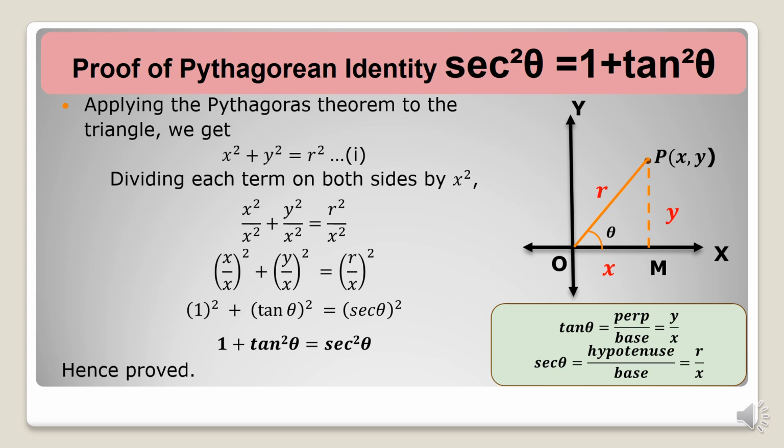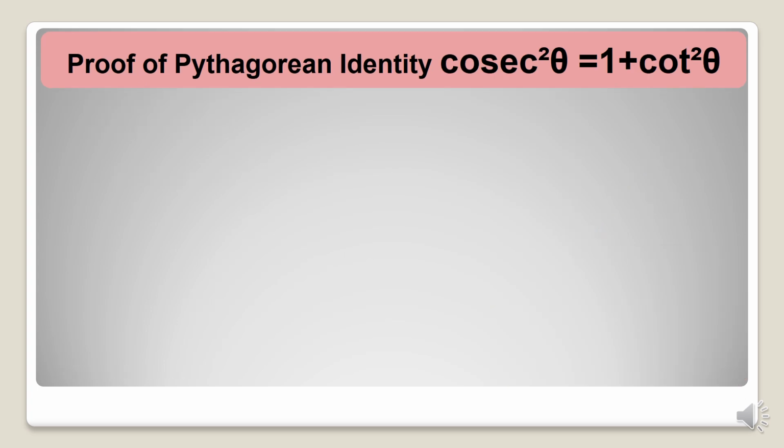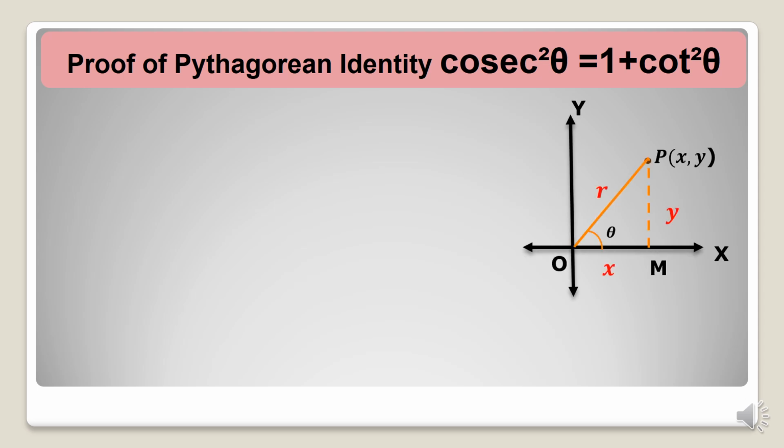Now the third identity, cosecant square theta is equal to 1 plus cot square theta. How will we get it? We will start from the right beginning.